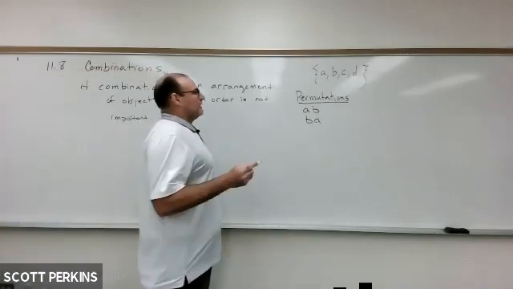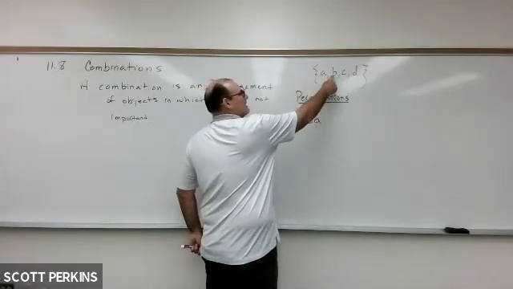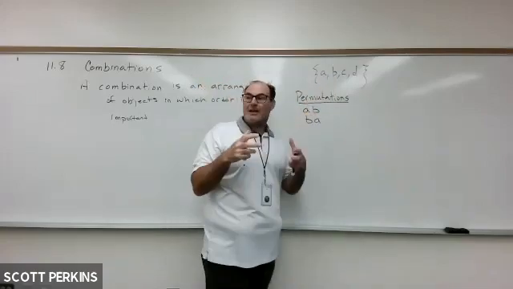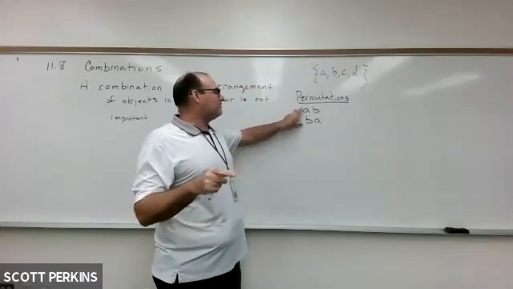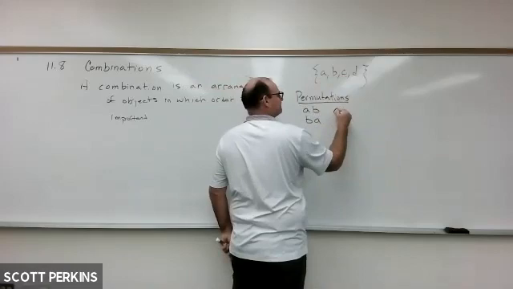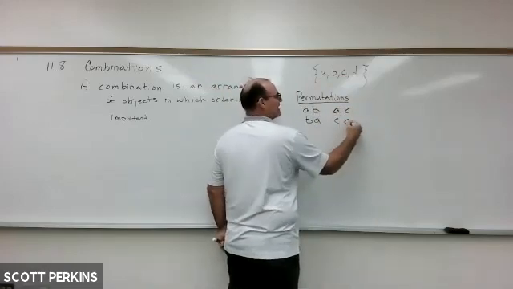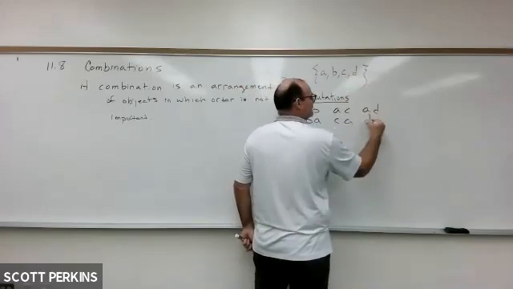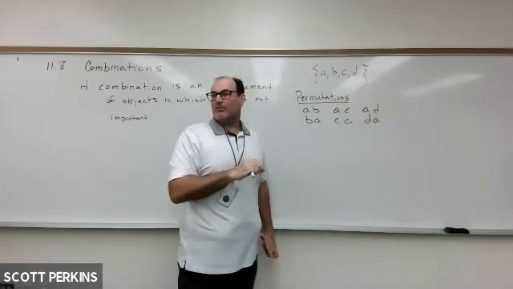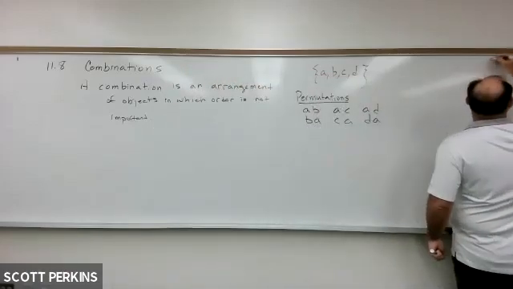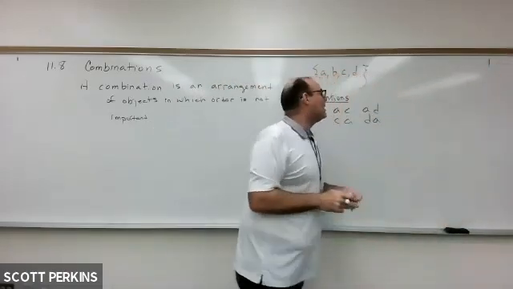Okay, so that got you started. A and B, and then we can flip it around, B and A. Order being important means those are two completely different outcomes. Then we have A and C, and I can flip that around, C and A. Then I have A and D, and flip that around, D and A. So there's 6 of the 12, because we know there's going to be 12: 4 times 3, 4 choices for the first one, 3 choices for the second one, so 12.